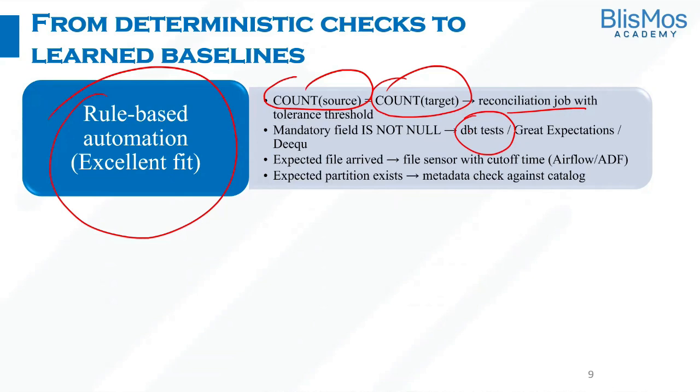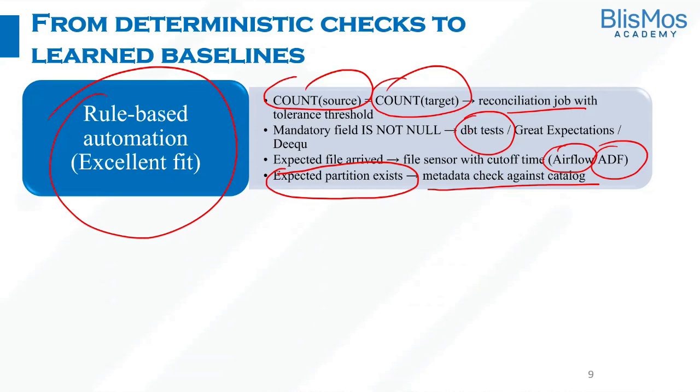We can also have a sensor with a cutoff time in Airflow or Azure Data Factory to check whether the file has arrived or not. And also we can do a metadata check against the catalog to check whether the partition exists or not. So we think rule-based automation can definitely take care of the data completeness test.